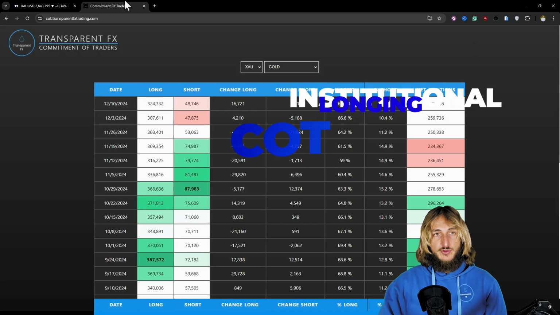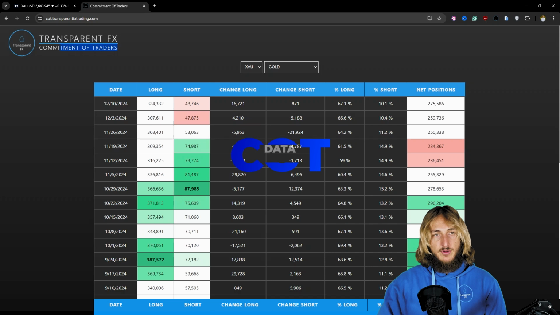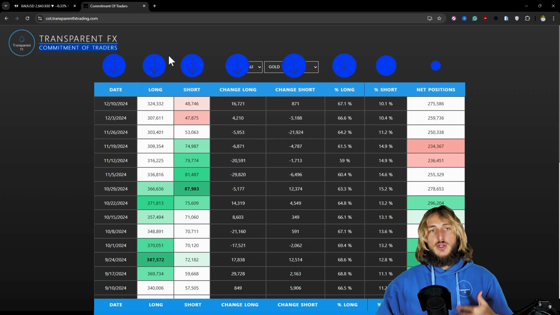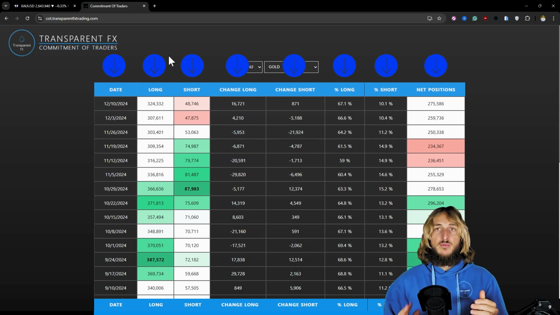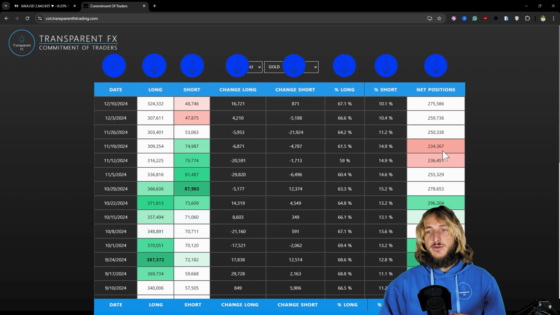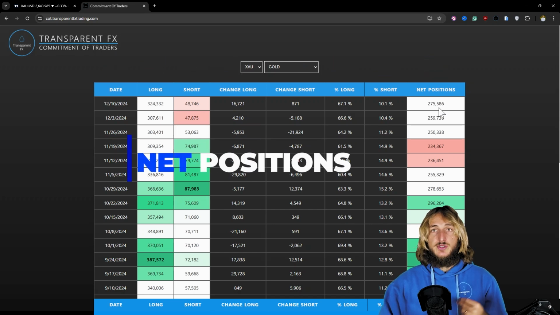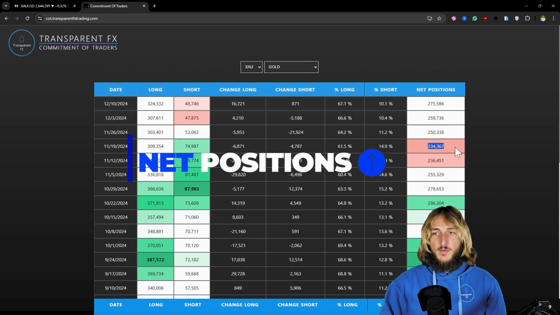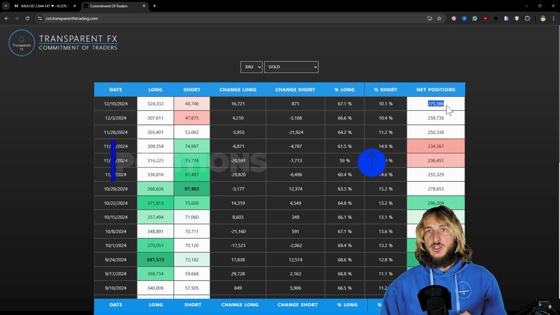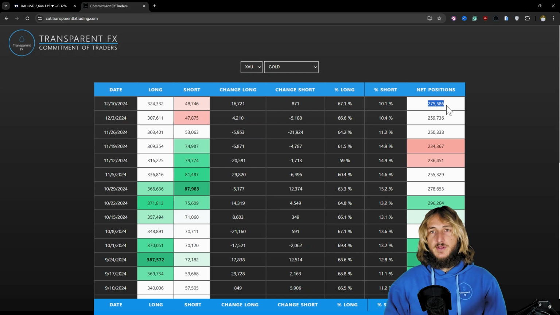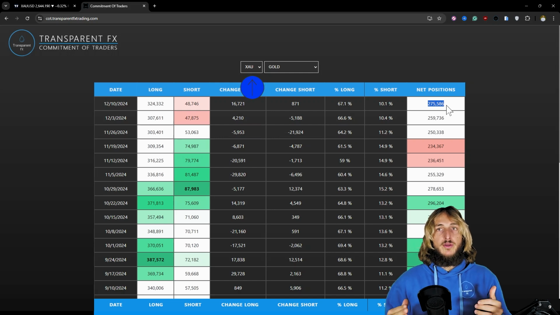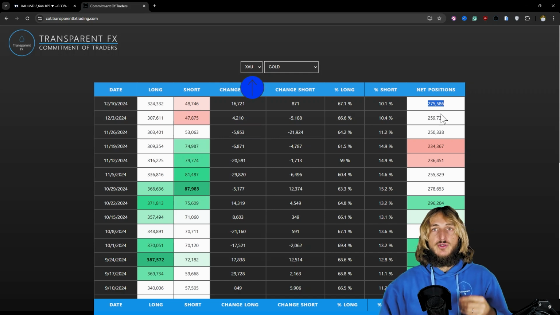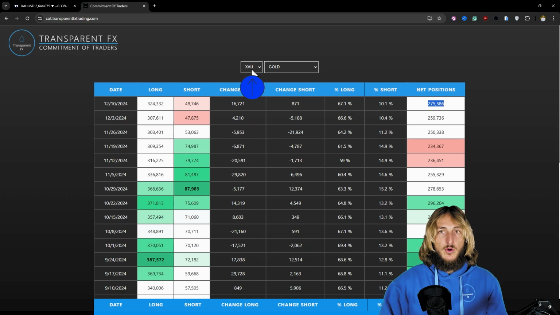Now, speaking about institutional longing, if we go and see what we have when it comes to the commitment of traders, so what the big players in the market are doing precisely on gold, what we can notice is that with the last reports, net positions have been increasing. We went from having 234.3k net positions up to having 275.5k net positions. So we had a clear increase of the net positions, making gold stronger, because with institutions moving to the bullish side for gold, this obviously makes gold stronger.